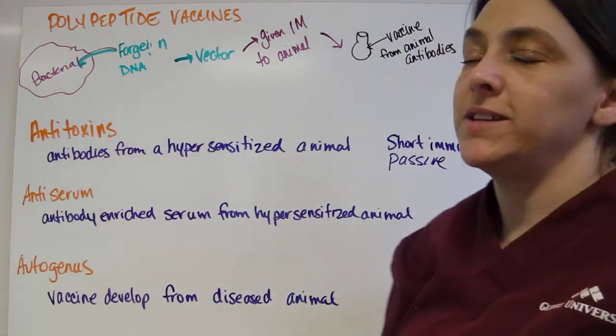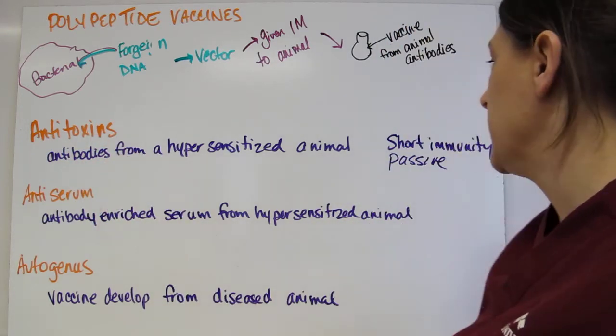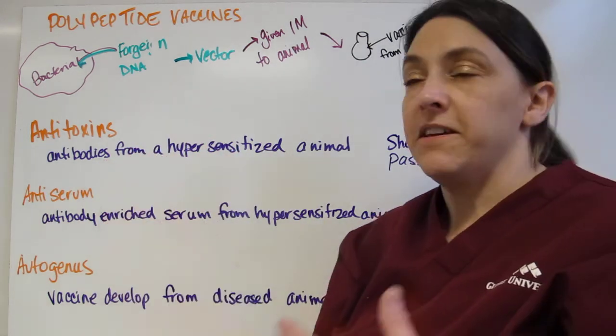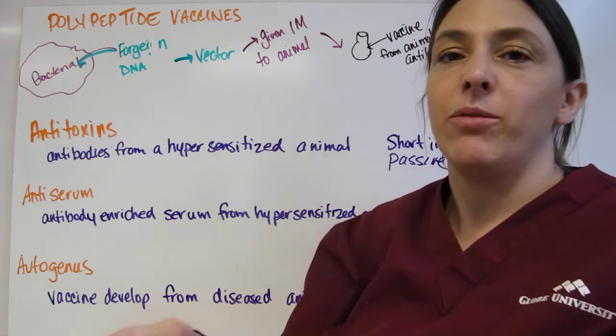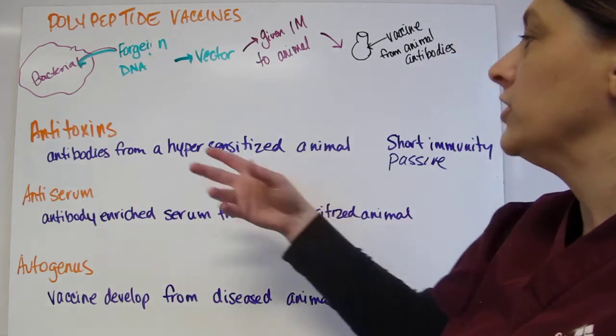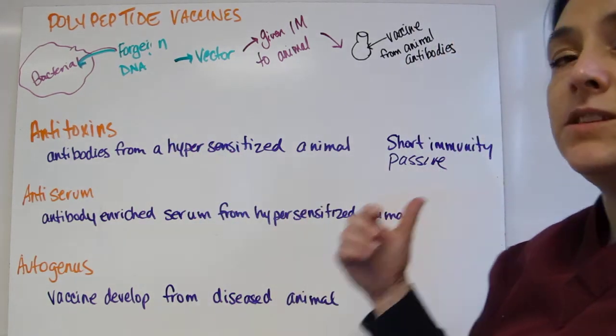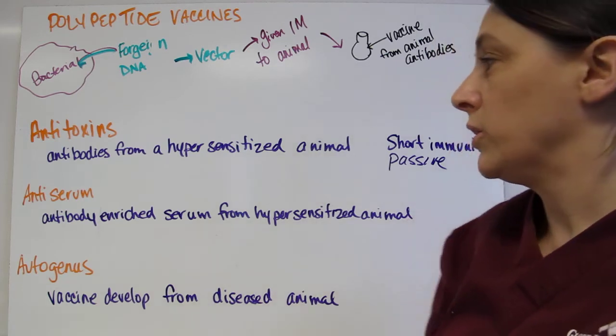Then we have anti-toxins. Anti-toxins are antibodies that they get from a hypersensitized animal. So basically they give the disease to the animal, they pull blood, and they pull the proteins from that and turn it into a vaccine. This is passive immunity, so it is short term.